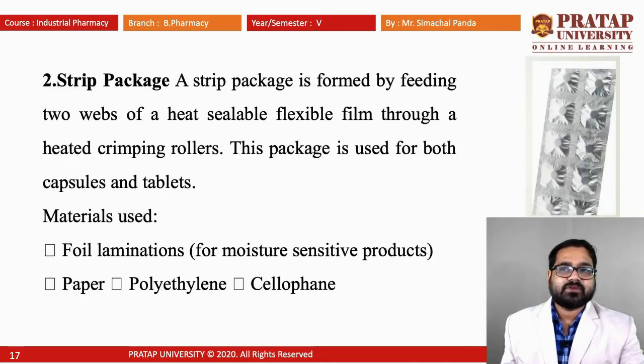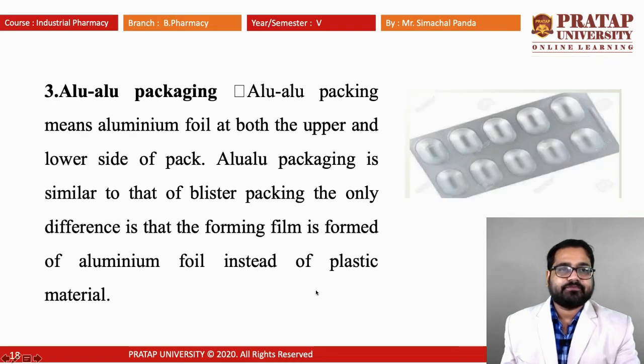The next one is known as the strip package. We can see here a strip package formed by feeding two webs of heat-sealable flexible film through a heat crimped roller. This package is used for both capsules and tablets. The materials used are foil lamination for moisture sensitive products, that may be paper, polythene, cellophane, etc.